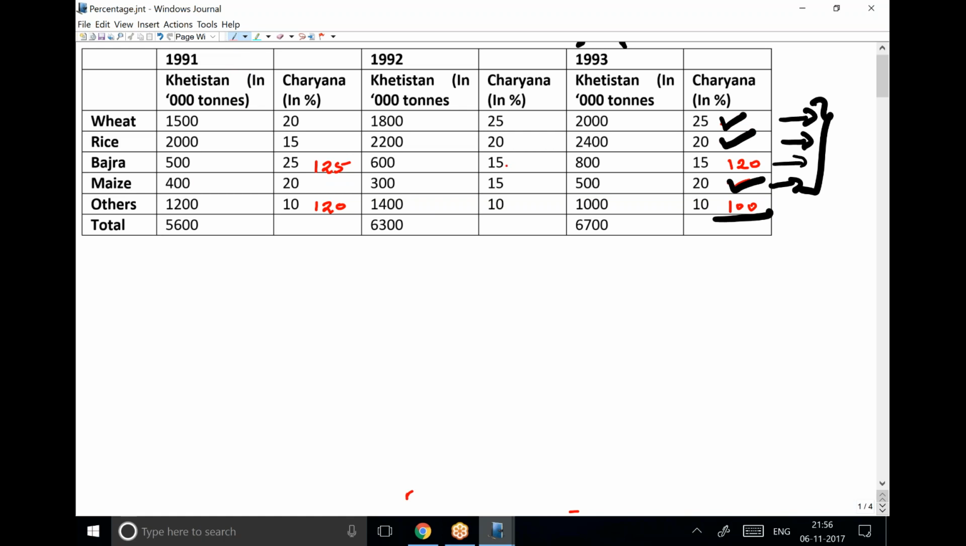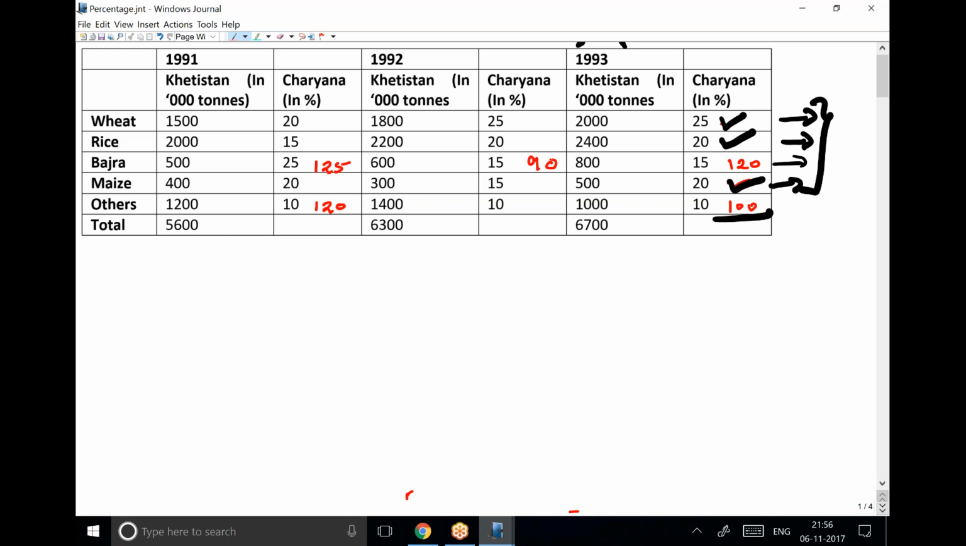So here it is 125. They're looking for a decline. What is 15 percentage of 600? If I'm looking for 15 percentage of 600, we already know it comes out to be 90, right?